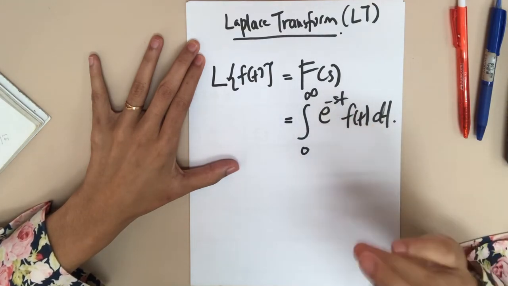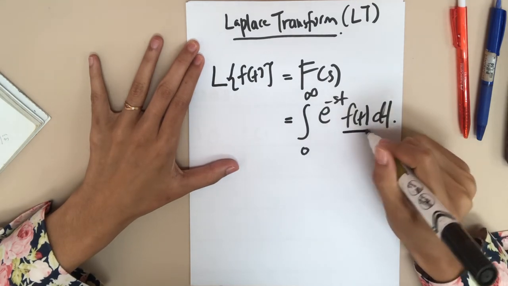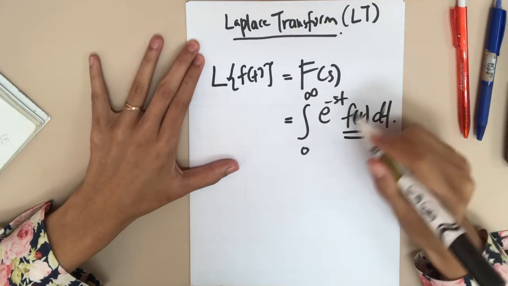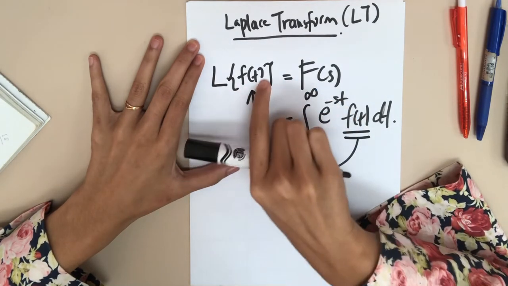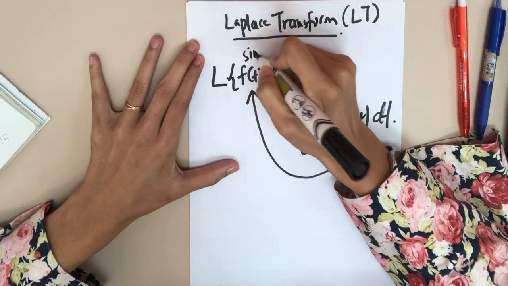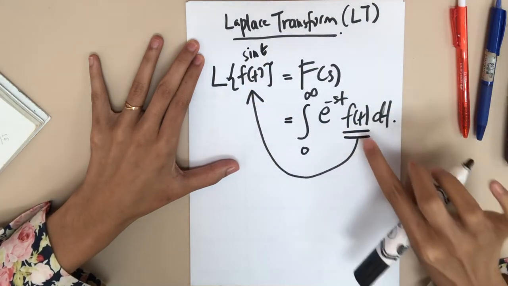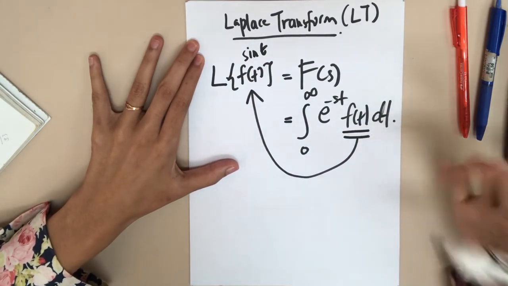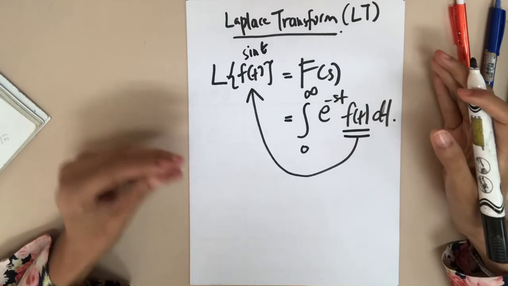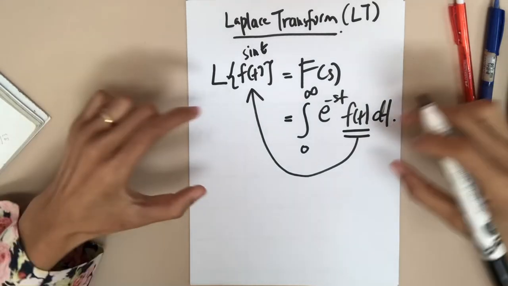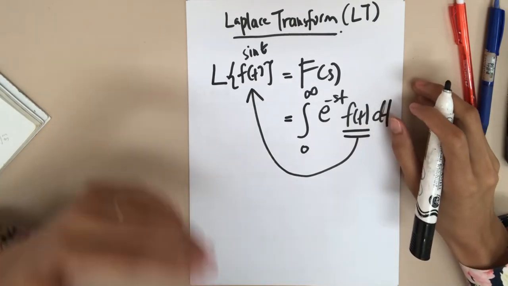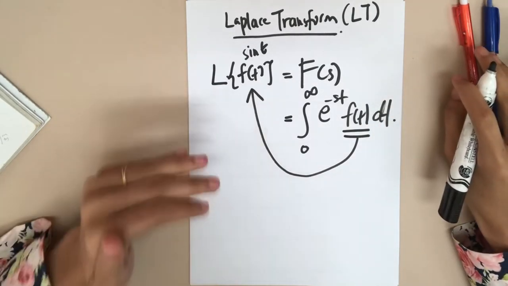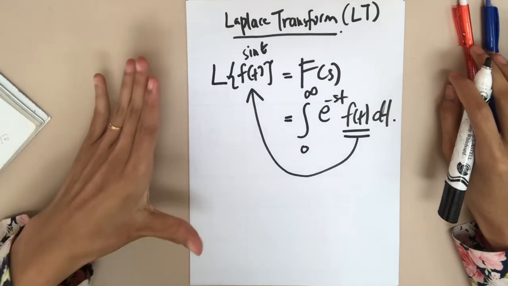0 until infinity is also fixed. What changes here is f(t). This one will follow your f(t). If f(t) here is sin t, then here is sin t. Alright. So if the question asks you what is the definition of the Laplace transform, you just write this. This is the definition of the Laplace transform. So now, I will show you an example on how to solve it, to find the Laplace transform.